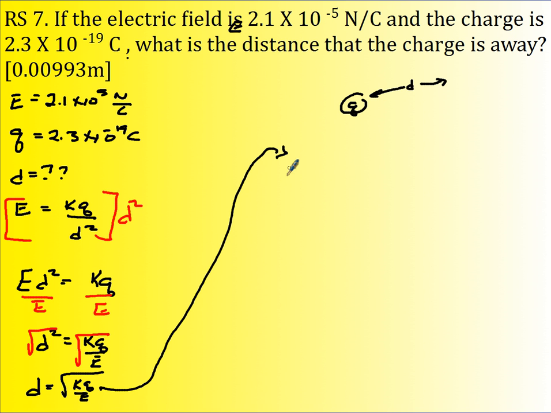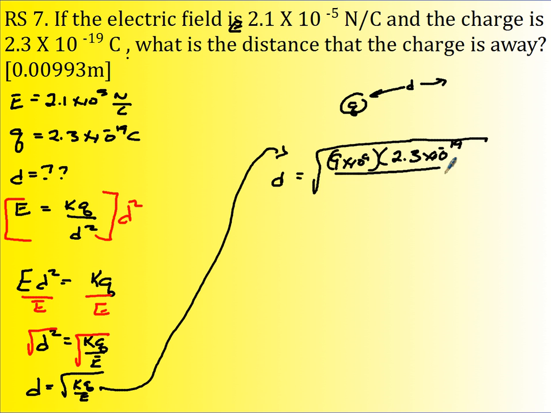All right, now let's plug these in. D is the square root of 9 times 10 to the 9th, Q is 2.3 times 10 to the negative 19, divided by E, which is 2.1 times 10 to the 5th. And you wind up getting 0.00993 meters.